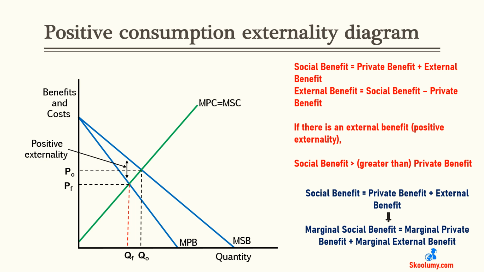benefit, MEB. The benefit enjoyed by a consumer for consuming an extra unit of a product is marginal private benefit, MPB. Marginal external benefit, MEB, is the benefit to a third party that arises from consuming an extra unit of a product. Marginal social benefit, MSB, is the total benefit from consuming an extra unit of a product. If there is no external benefit, social benefit will be equal to private benefit.